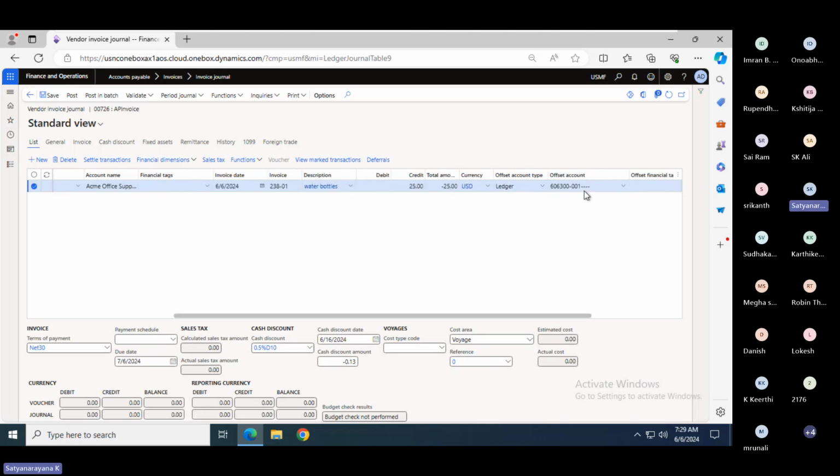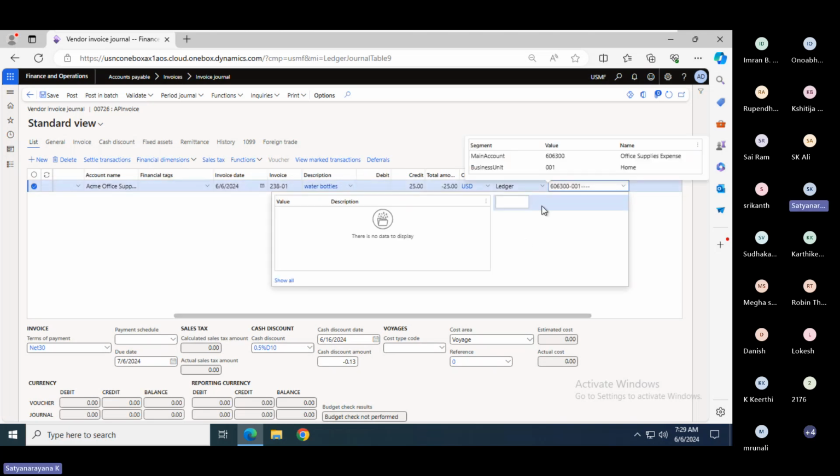Okay. Next, the offset account is expenses. Office expenses you have selected because you are purchasing water bottles. Click on save. Then automatically it will update here 25. It is credit 25 and debit 25.